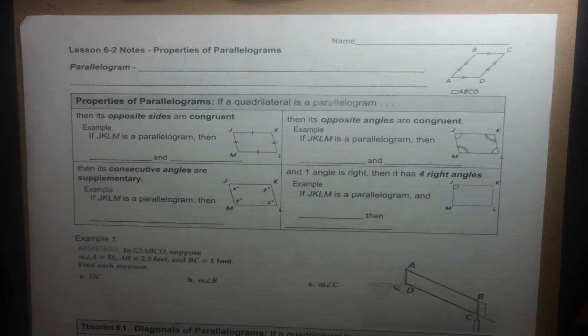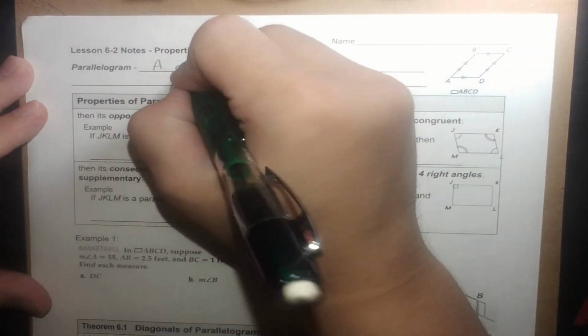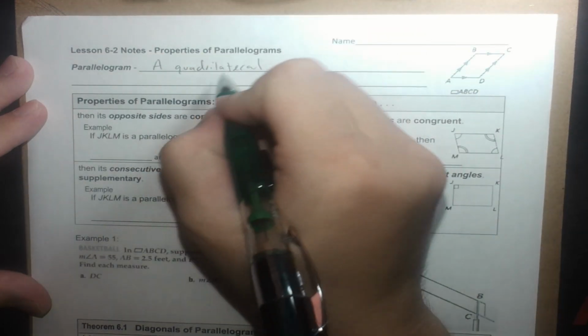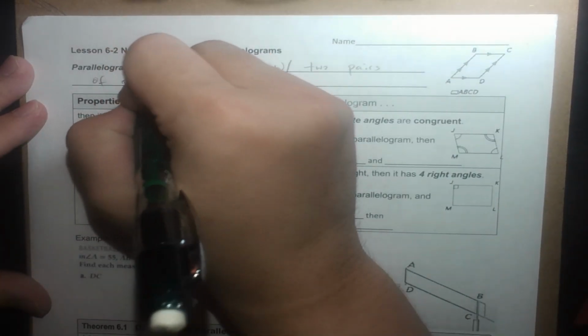Alright, welcome everyone to today's lesson on parallelograms. A parallelogram is essentially a quadrilateral, which means the figure has four sides. So it's a quadrilateral with two pairs of parallel sides.